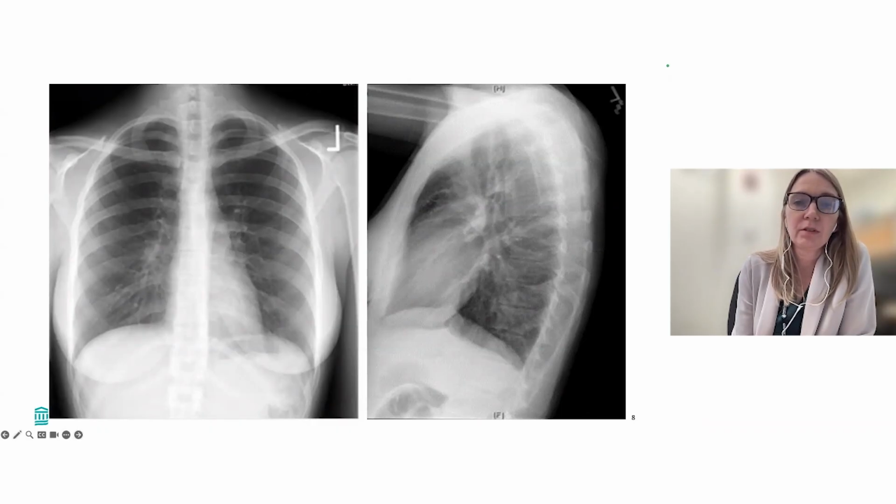And so we'll start the rest of this talk by looking at a normal chest x-ray. Sometimes we look at so many abnormal films that we forget what normal looks like. A young, healthy, thin person can really look like they have big lungs and a small heart, but this is very normal.